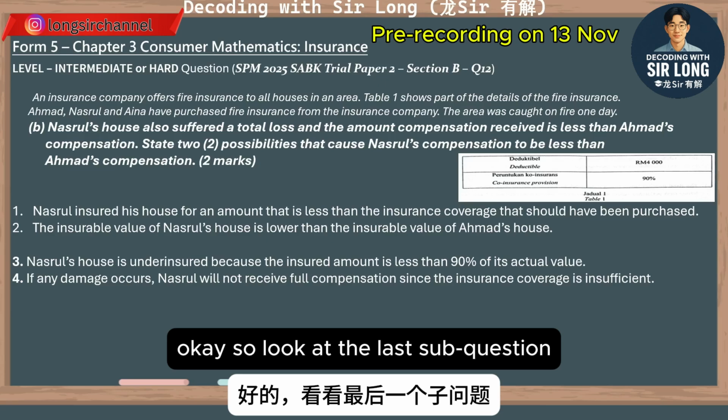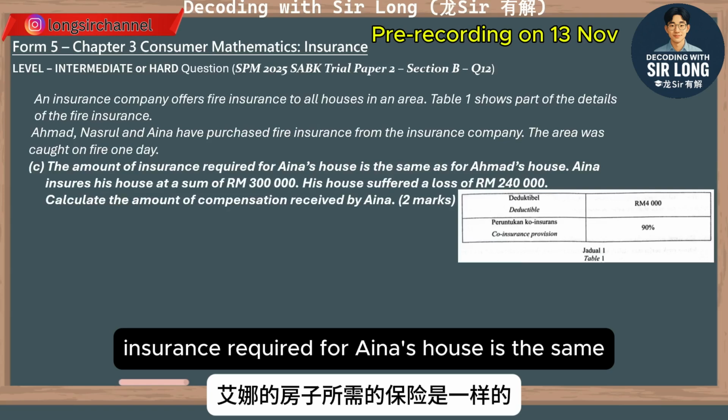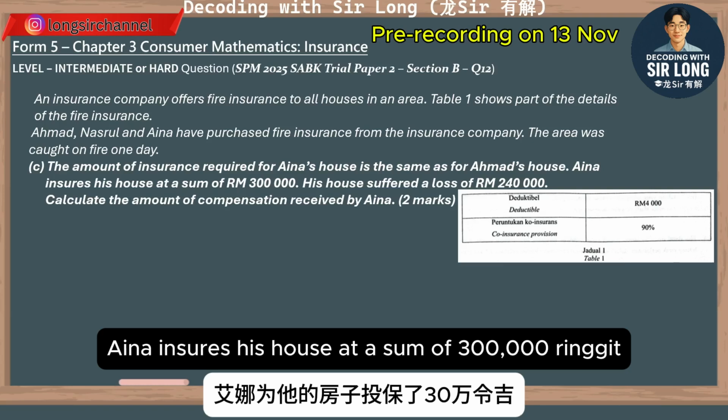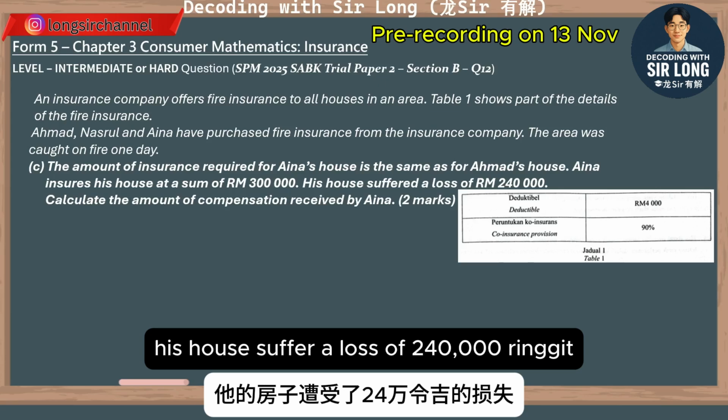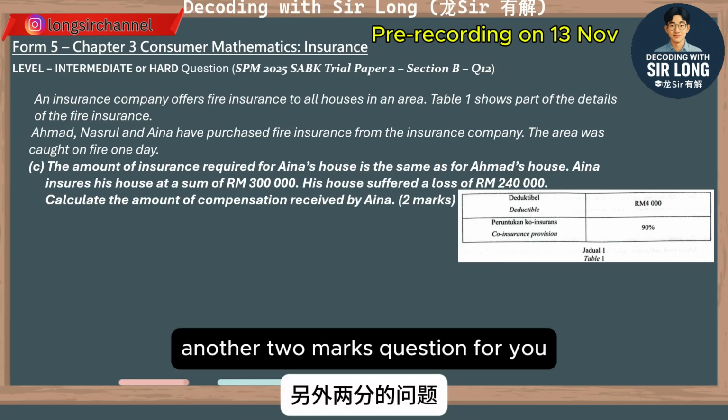Okay, so look at the last sub question right now. The amount of fire insurance required for Aina's house is the same as for Ahmad's house. Aina insures his house at a sum of 300,000 ringgit. His house suffered a loss of 240,000 ringgit. And please calculate the amount of compensation received by Aina. Another 2 marks question for you.